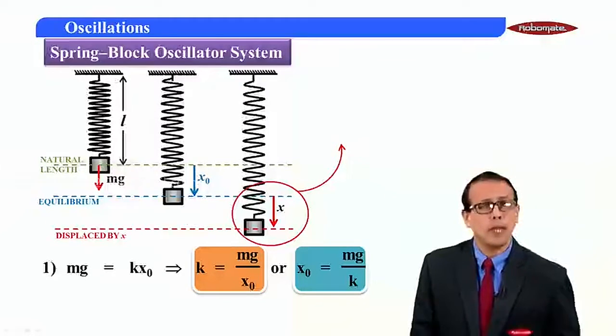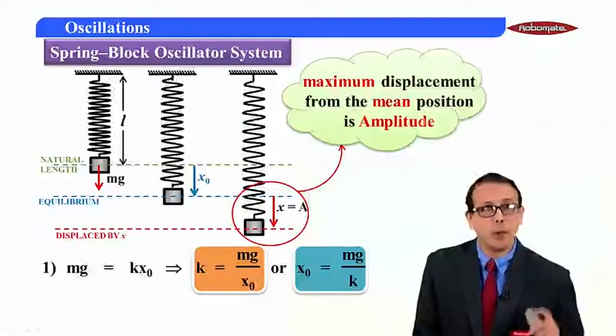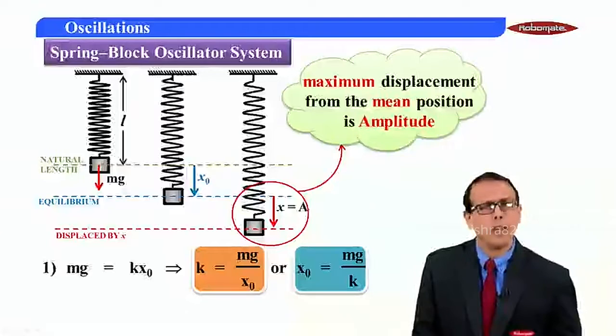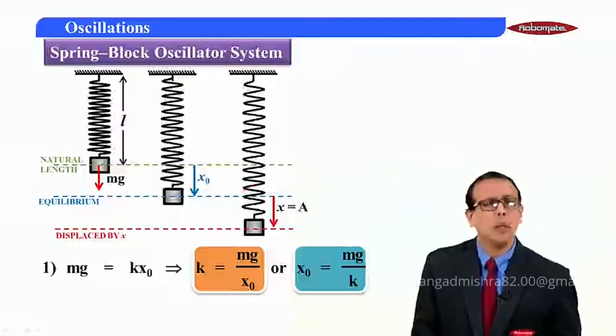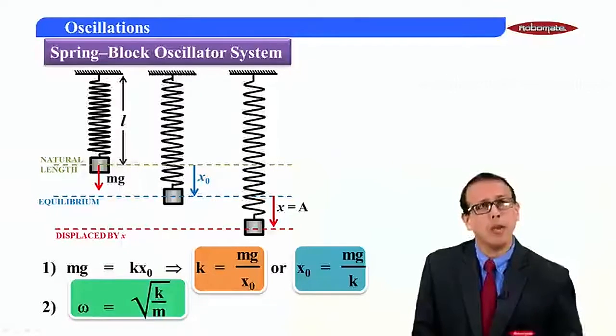Now you can very clearly see x is the maximum displacement from mean position, which is nothing but amplitude. Now since the spring mass system vibrates, remember, this is a vertical vibration. Now it will definitely have some angular frequency. Without going into derivation, we can straight away write angular frequency is root of k by m, which we have already studied in our earlier modules.